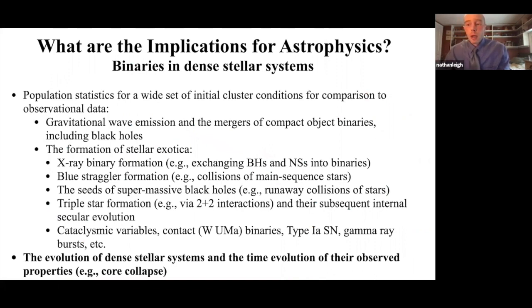And just to conclude, what can we do with our model? Well, as I said, we can predict the rates of black hole mergers in dense stellar environments due to the dynamical formation channel with minimal computational expense as a function of the initial conditions. Similarly and complementarily, we can predict production rates for other types of exotic binary populations. So we get population statistics for a wide set of initial cluster conditions for direct comparison to observational data. And by comparing subsequently to empirical data, we can then work backwards to constrain the initial conditions in dense stellar environments. But how does this work?